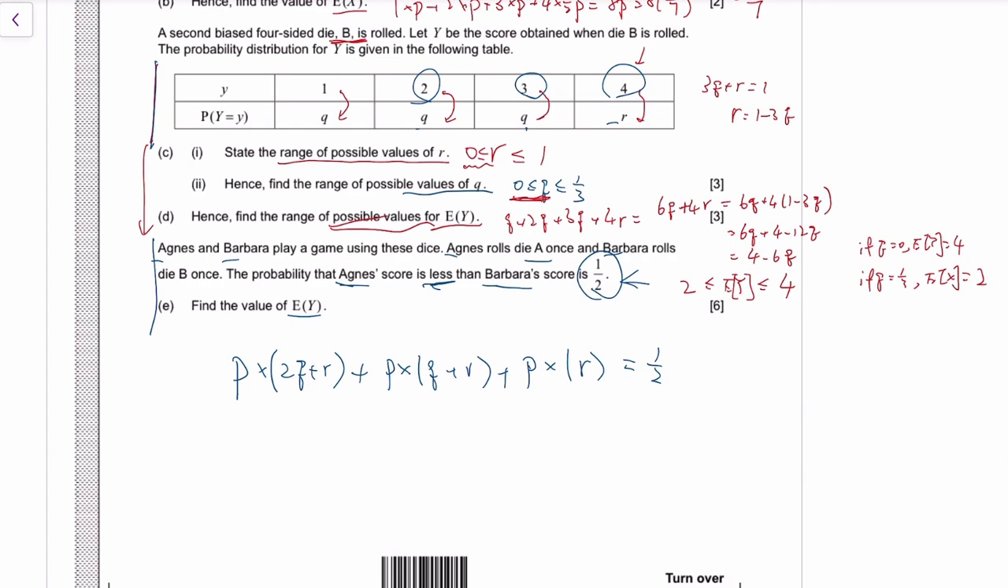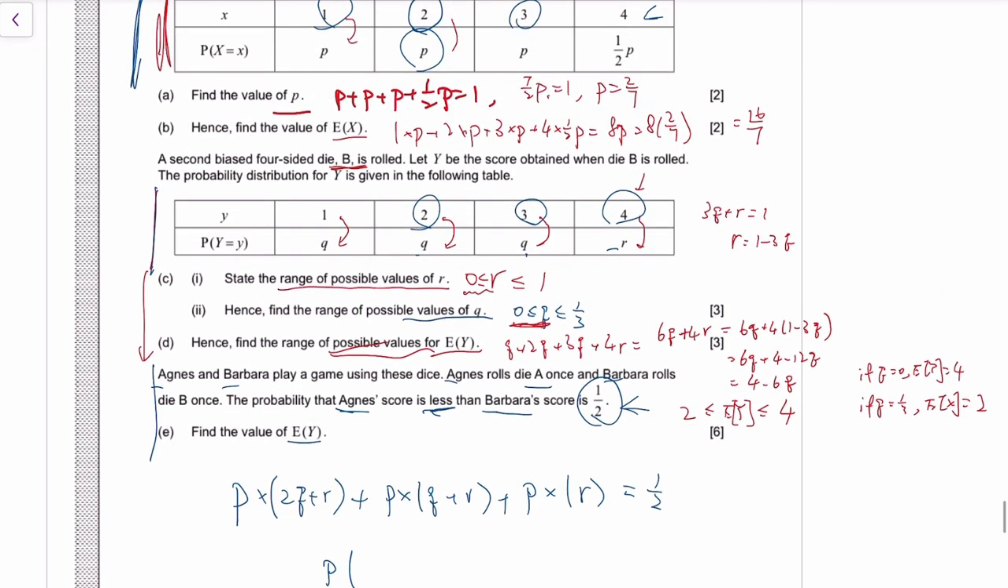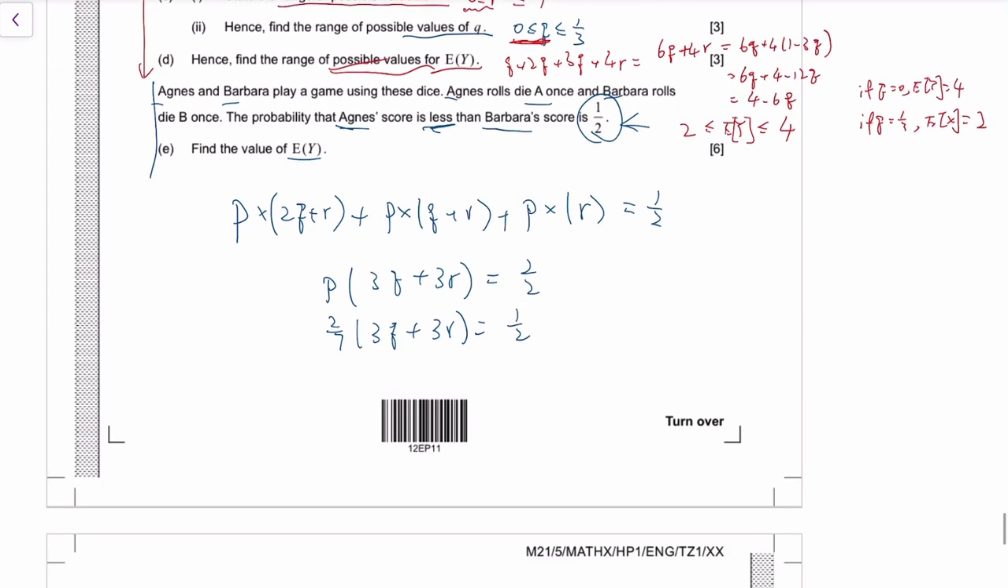Alright, you could put in P now. Remember, we know P from here, but it would be nice to factor it out. Then you'll have 3Q plus 3R. So P is 2/7. So that would mean 3Q plus 3R is like 7/4.